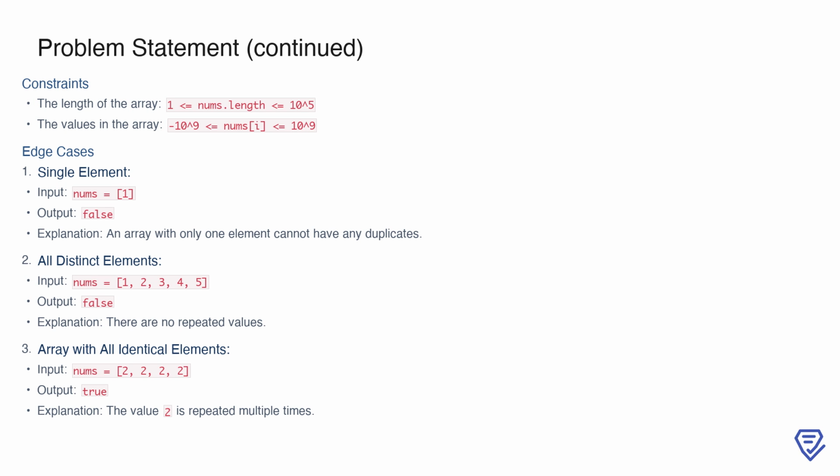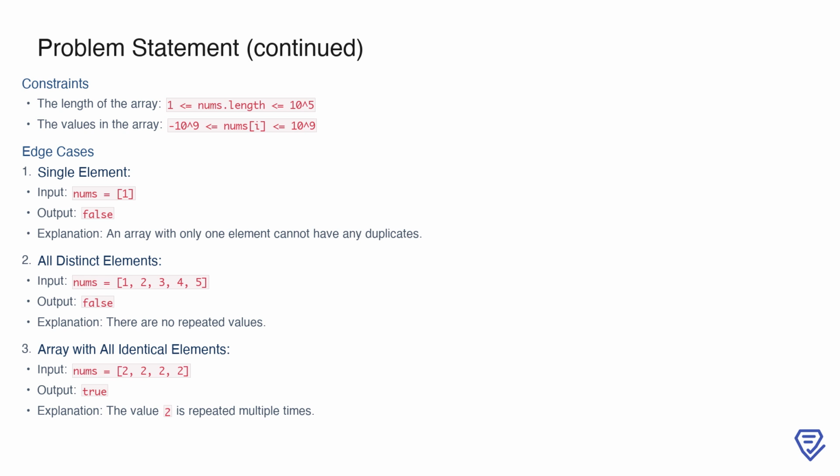Now, let's consider the constraints and some edge cases. The array can have a length ranging from 1 to 10^5, and each element in the array can have a value between -10^9 and 10^9. For edge cases, if the array contains only one element, such as nums equals 1, the output is false because a single element cannot have duplicates.